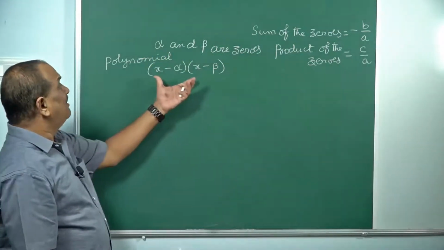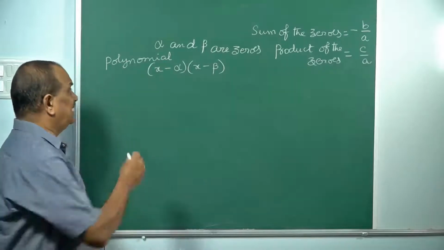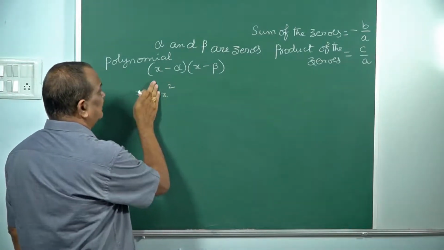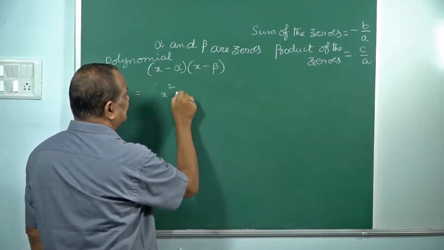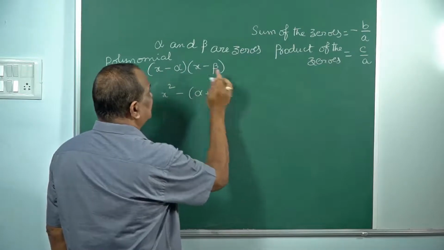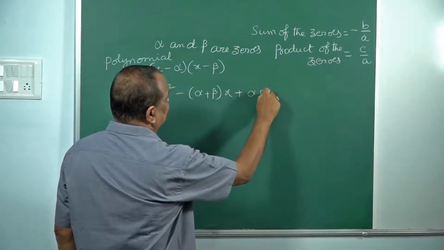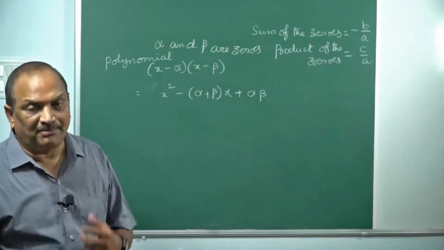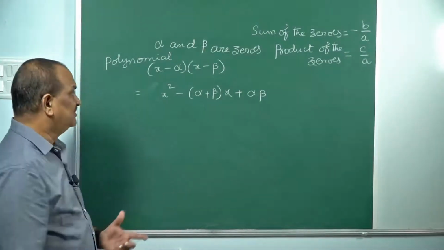Okay, and if you multiply these two, that's the polynomial you want. X square minus alpha x minus beta x plus alpha beta, as the product of these two is alpha beta. As simple as that. Now he is giving the sum as root 2 and the product as 1 on 3.